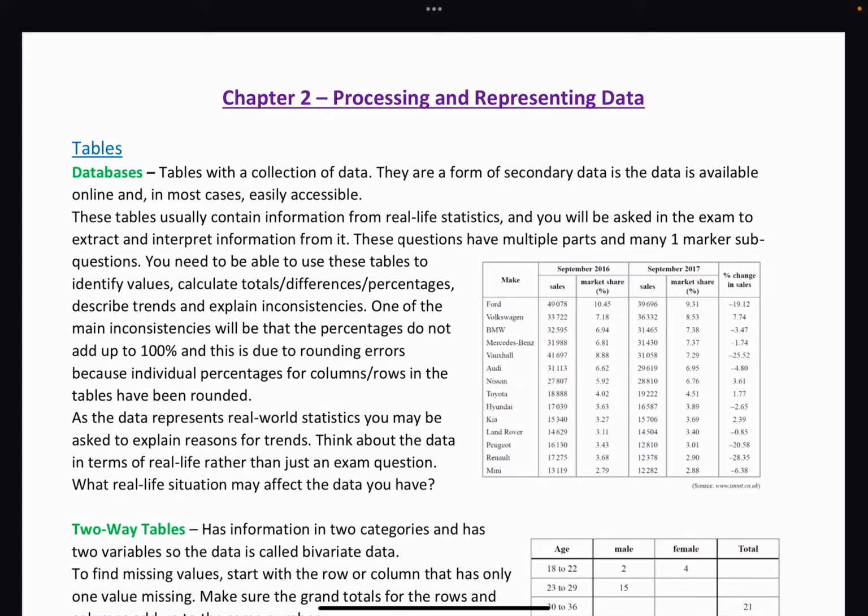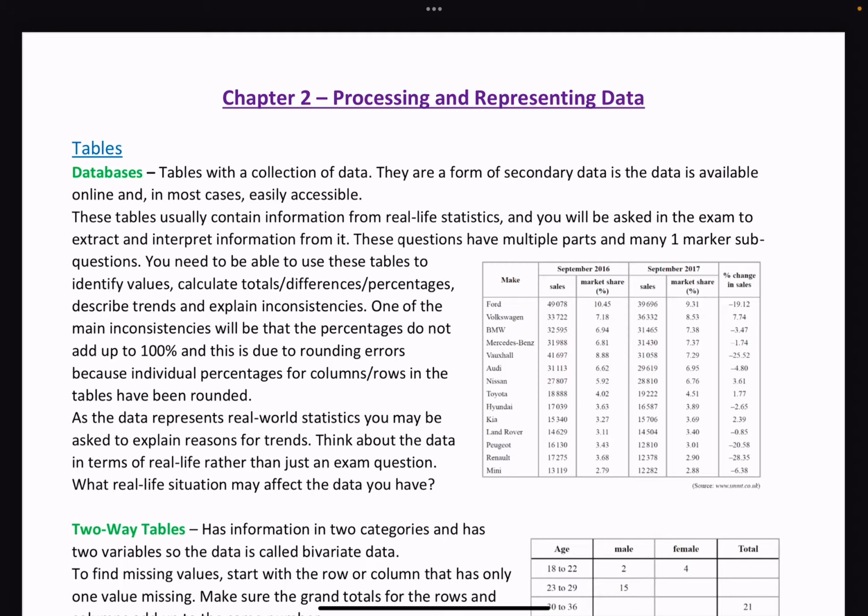We're going to be going through what is actually in chapter 2. So chapter 2 is about processing and representing data. One of the main topics in chapter 2 is tables and databases.